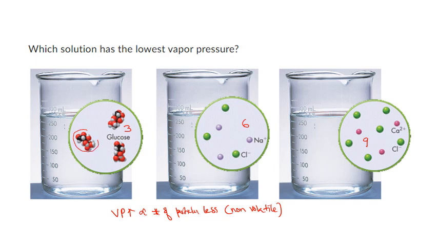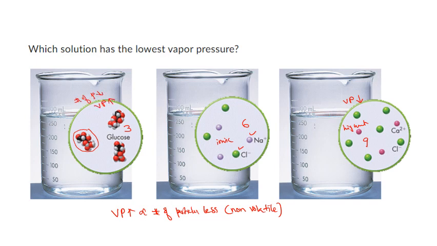So we can see the sodium ion and chloride ion. The number of particles is highest in this case, so the vapor pressure is going to be lowest. Whereas in this case, the number of particles is less, so the vapor pressure is going to be the highest. So the lowest is going to be for the beaker with the calcium chloride.